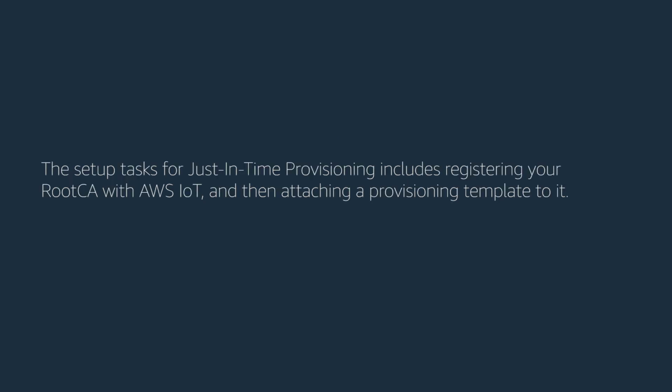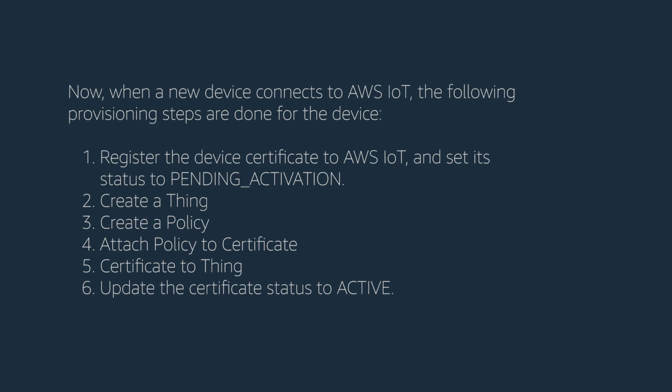The set of tasks for just-in-time provisioning includes registering your root CA with AWS IoT and then attaching a provisioning template to it. Now, when a new device connects to AWS IoT, the following provisioning steps are done for the device. Register the device certificate to AWS IoT and set its status to pending activation. Create a thing. Create a policy. Attach policy to certificate. Certificate to thing. Update the certificate status to active.